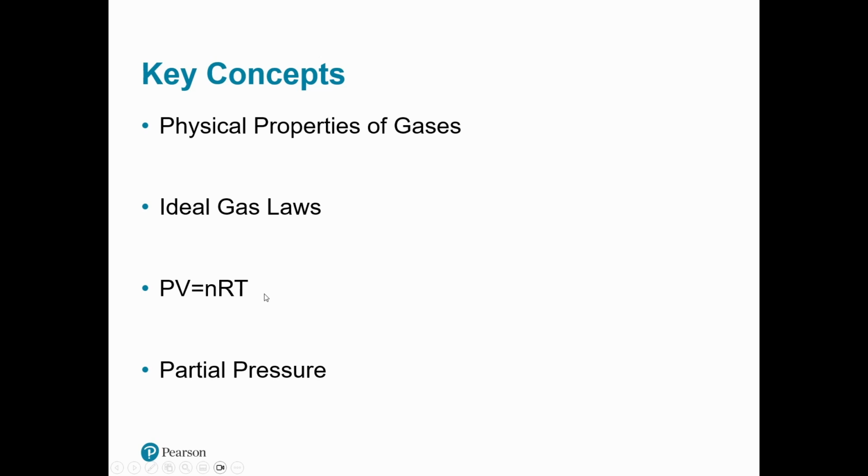Partial pressure is just the relative percentage of gas that makes up a relative percentage of the entire pressure. Whatever the percentage of gas you have, that's the percentage of the total pressure it makes up. Pretty simple, but we will go over a couple calculations with this as well.